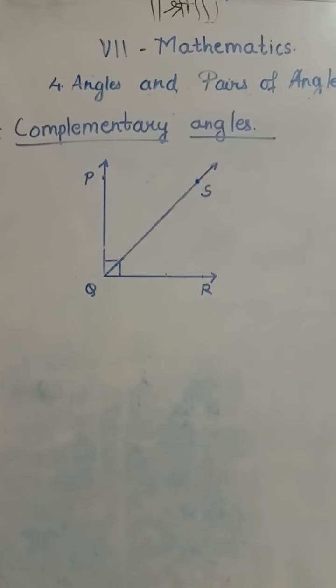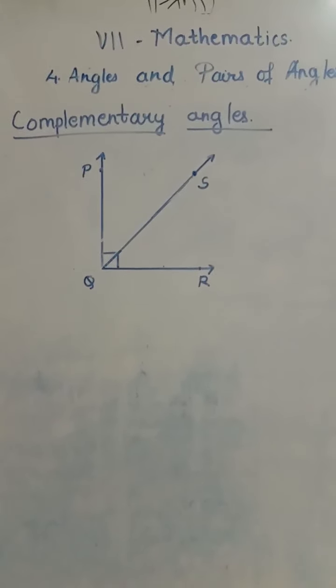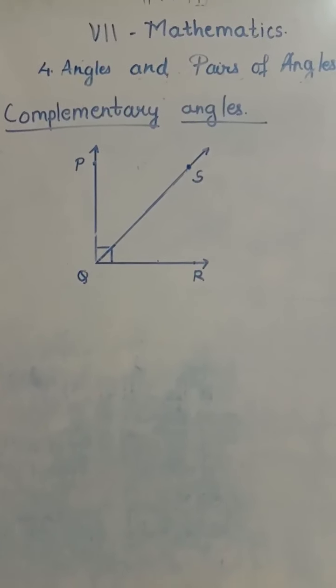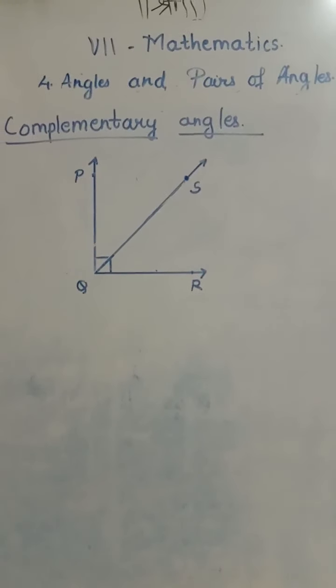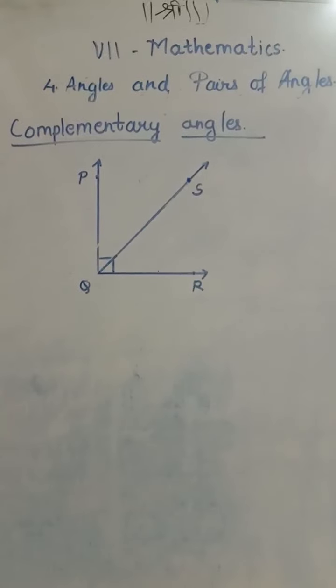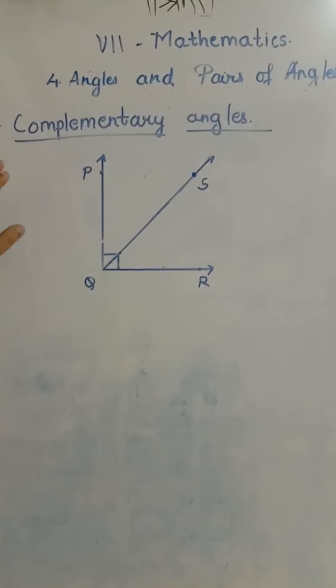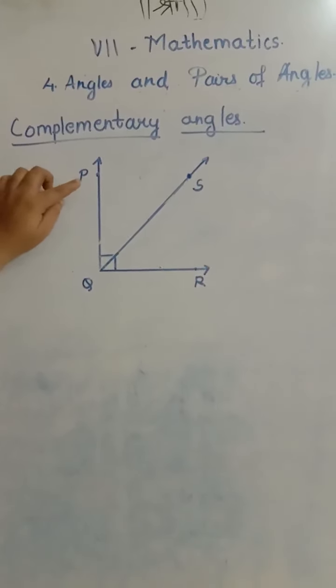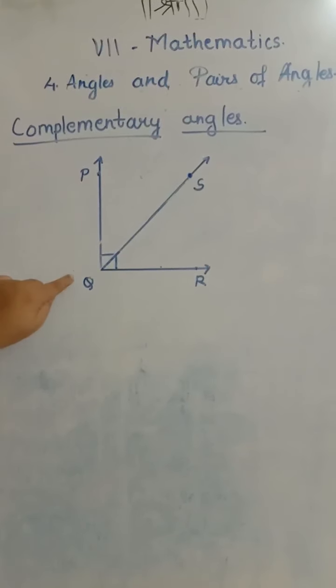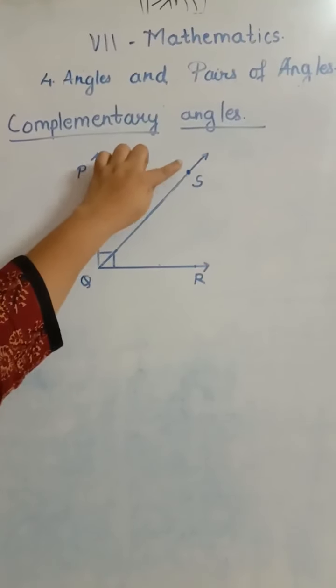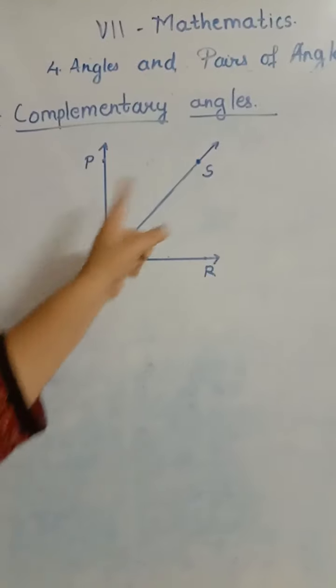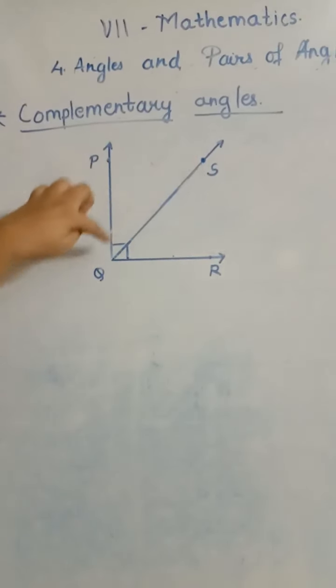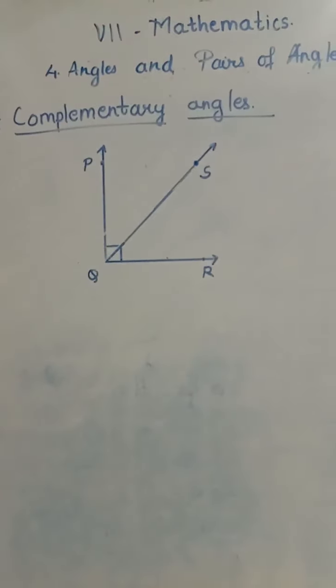Okay, children. Now which type of angles can you see in this? One concept which you have learned. Yes, we can see the adjacent angles. Can you tell me the pair of adjacent angles? Yes, the pair of adjacent angles is angle PQS and angle SQR.